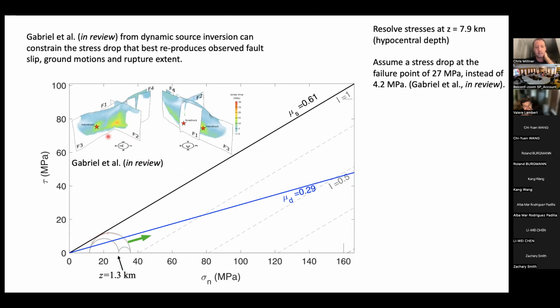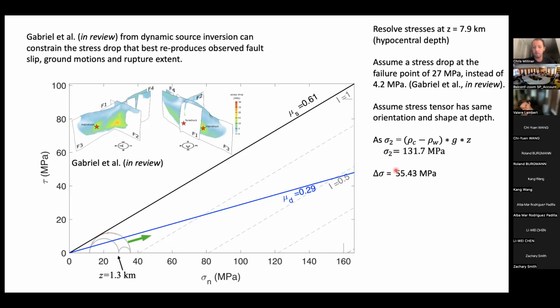We can also use a prior estimate of the stress drop at the hypocenter. This comes from a paper and review by Agnes Gabriel. It's a preprint online, you can read it if you want. From her dynamic inversion models, where she tweaks the rupture properties, the stress drop, to the observed ground motions and the fault slip from geodesy and seismic inversions, she can back out the stress drop. And so we use the stress drop value to define our new Mohr circle at depth.